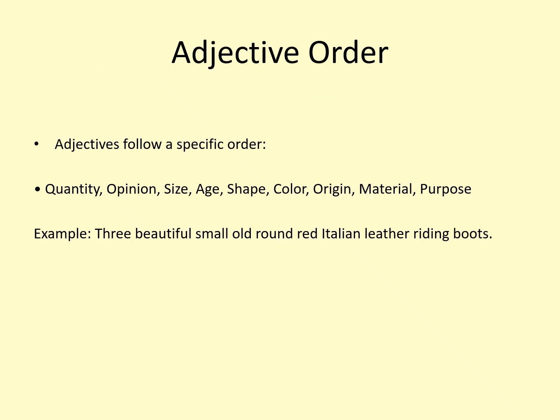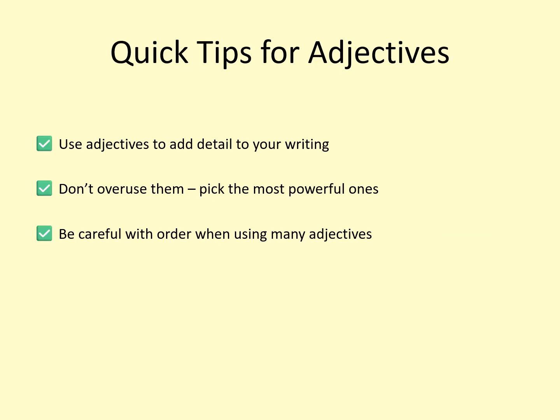Adjectives follow a specific order. So the order you can see on the screen there. If you are using lots and lots of adjectives in a sentence, technically speaking, this is the order which you need to follow to make sure that it follows a grammatically correct order when using adjectives. An example would be 3 beautiful, small, old, round, red Italian leather riding boots, which is quite a wordy sentence, but grammatically correct because it follows the correct adjective order.